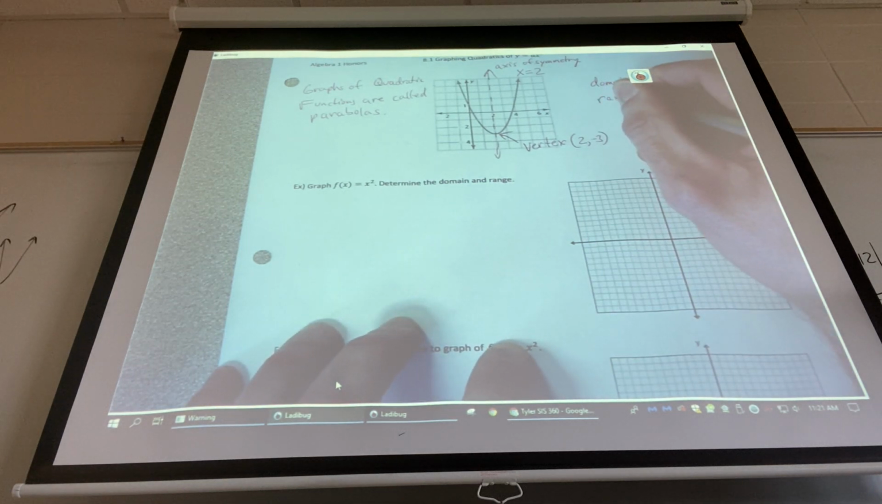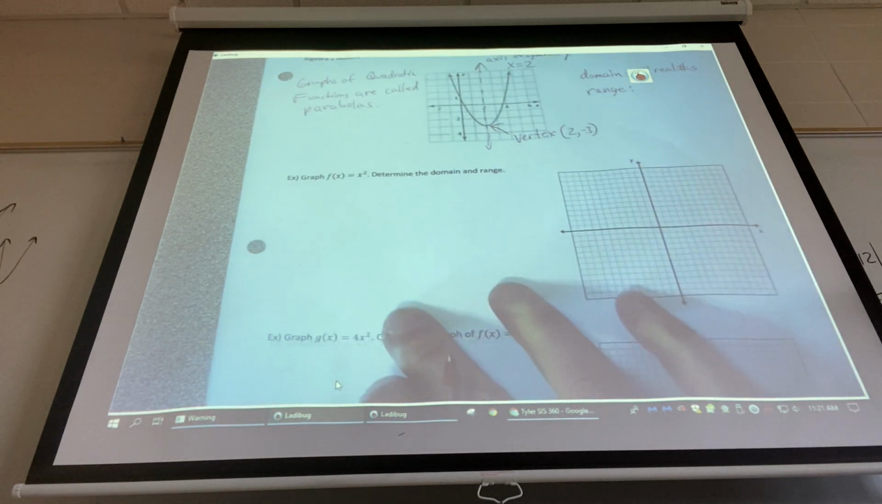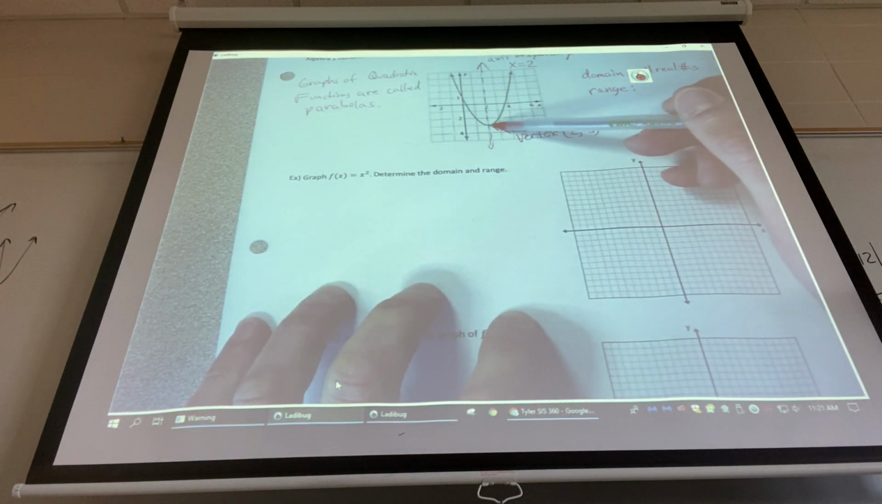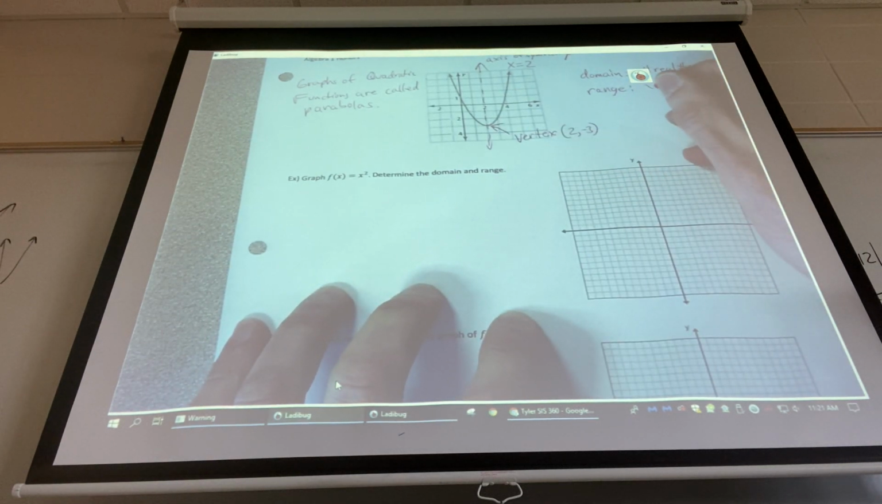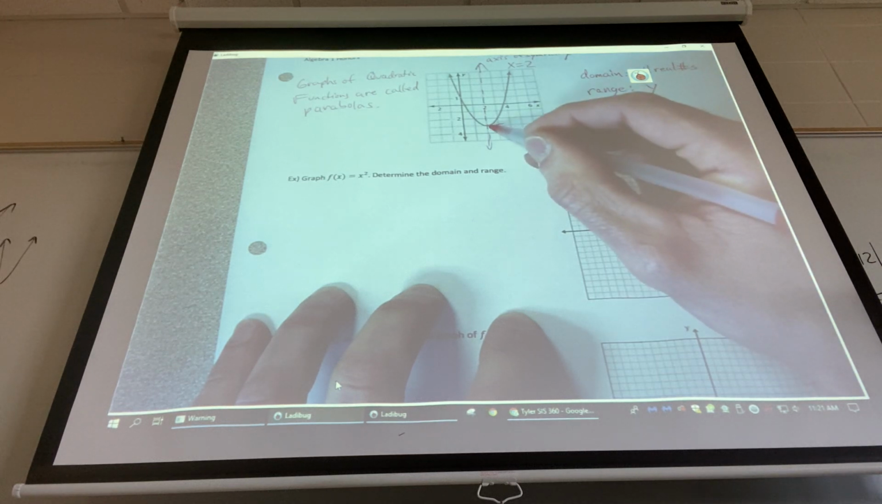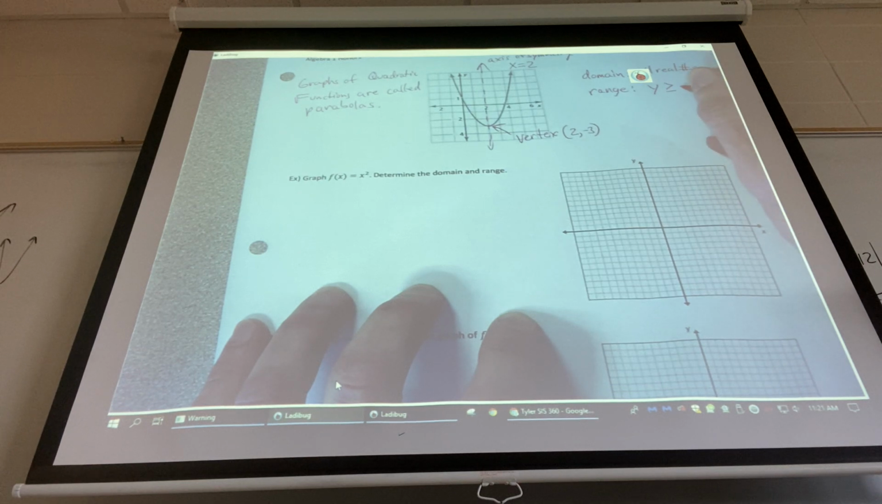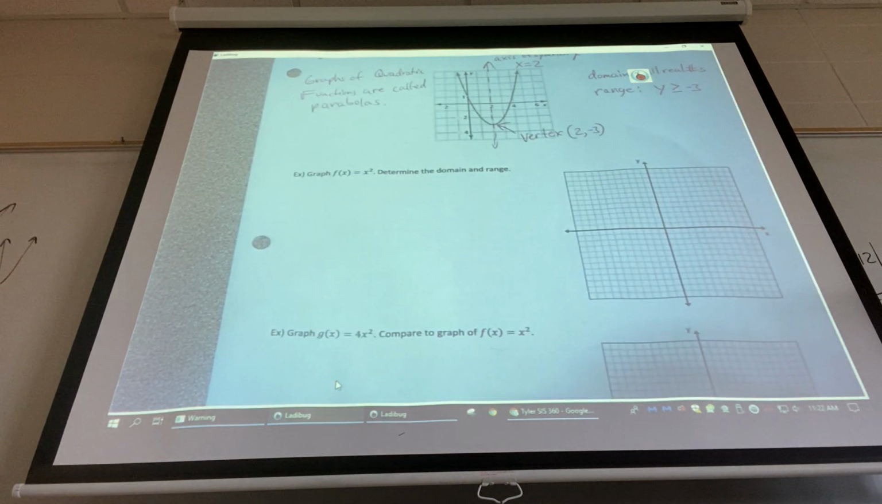What's our range in this example? y greater than negative 3. Range is talking about the outputs, or y values. What's our smallest y value? Negative 3. And can y be negative 3? Yes, we sure can. So it's going to be y is greater than or equal to negative 3.